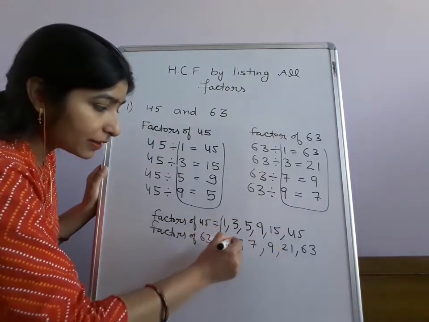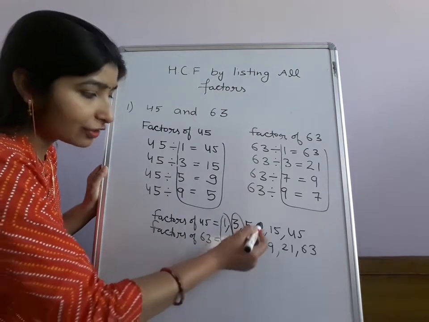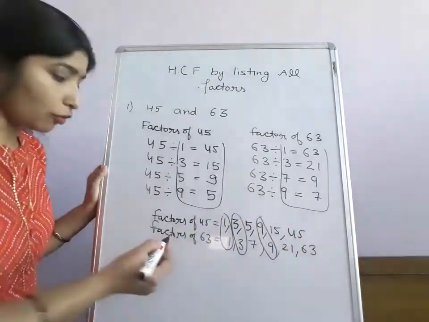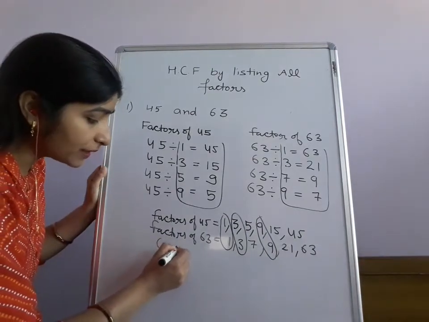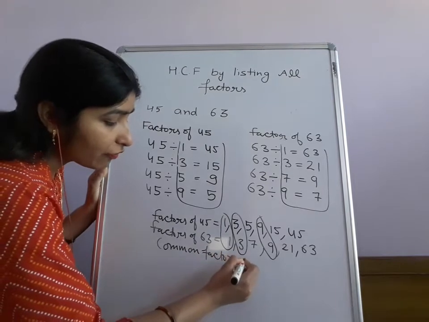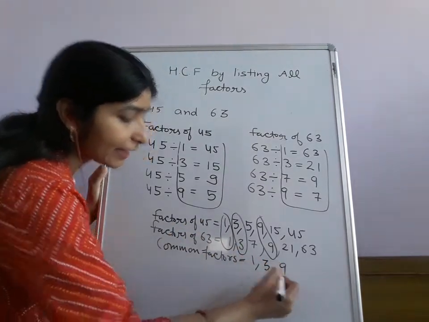Now the next step is you will find the common factors out of this. So 1 is common, 3 is common, 5 and 7 not common. Here 9 is common. Now nothing is common. So you will write first common factors. Common factors of 45 and 63 are 1, 3 and 9.